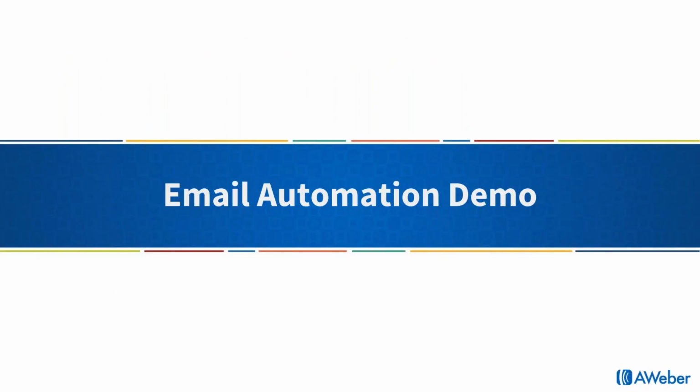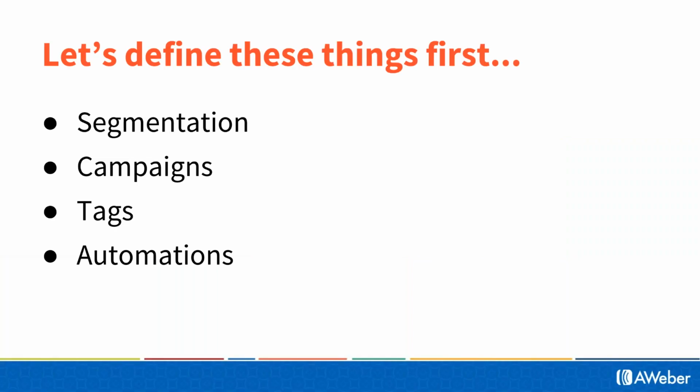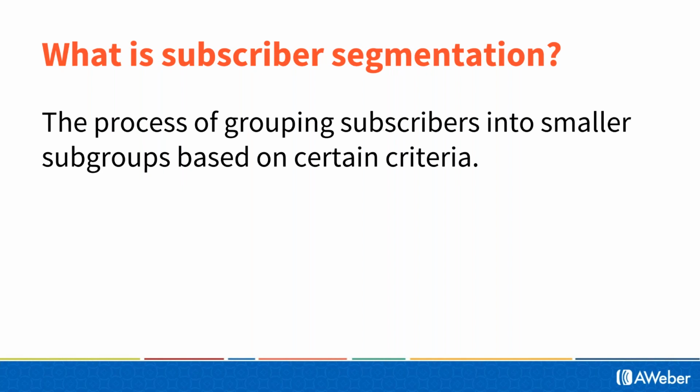So I'm going to run through the email automation demo within Aweber. But before we do that, I want to make sure that we're clear on what a few phrases or terms mean, because you'll see these throughout the demo here. So first of all, there's 4 terms that you're going to hear: segmentation, campaigns, tags, and automations. I'm going to define those real quick before we jump into the demo so that you understand and can follow along more effectively. So what is subscriber segmentation?